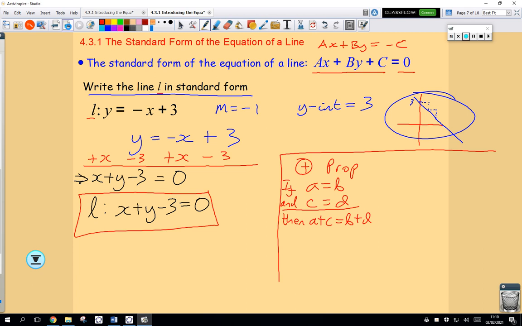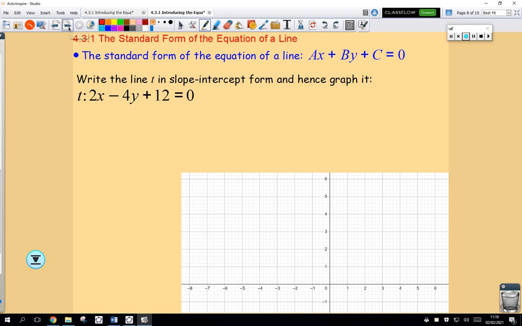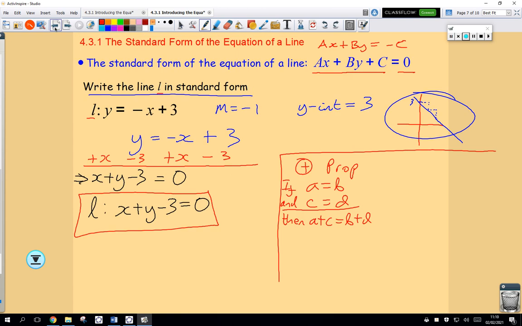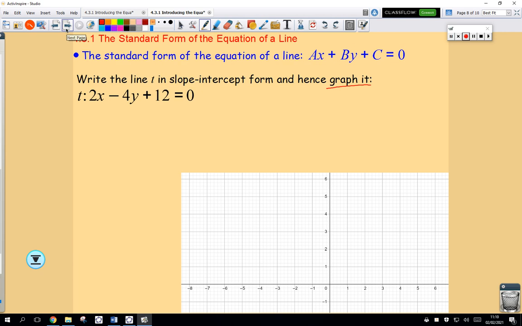The other thing we can do is switch from standard form into slope intercept form. So I have this line here, it's called t, and the equation says 2x subtract 4y plus 12 equals 0. And I'm going to write it in slope intercept form, and then I'm going to graph it here. So 2x minus 4y plus 12 equals 0. One thing we want to do is get y's on their own. Remember, it's 1y equals mx plus c. So I want to get 1y. I also want the y's to be positive.